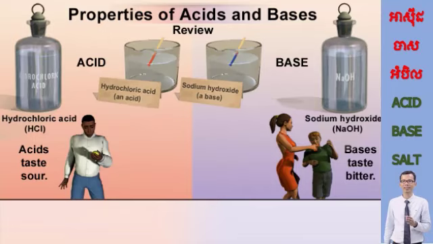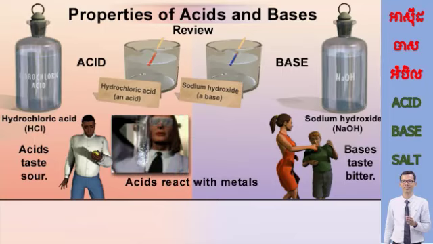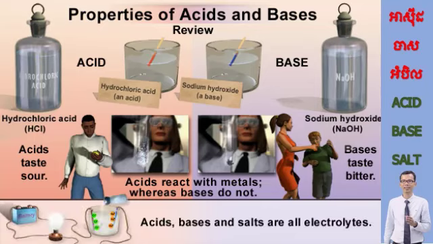Next, you saw how acids react vigorously with metals, such as magnesium, but bases did not. Finally, you learned that acids, bases, and salts are all electrolytes, which means they conduct electricity through a solution in which they are dissolved. Next, you will learn how acids and bases are defined based on the ions that they donate to solution.